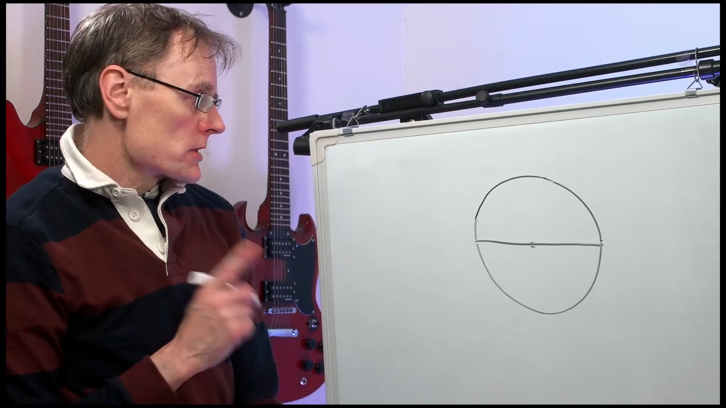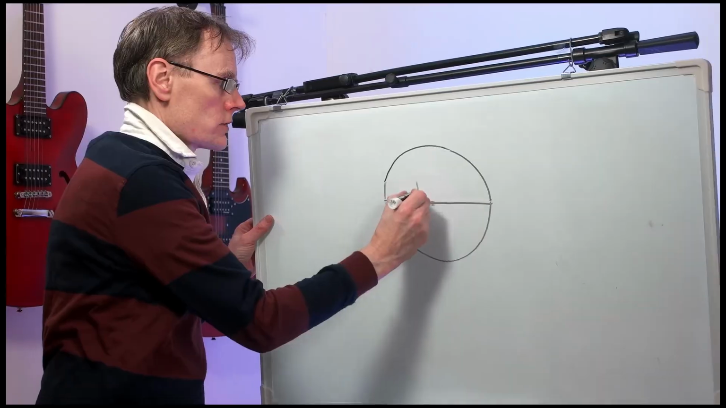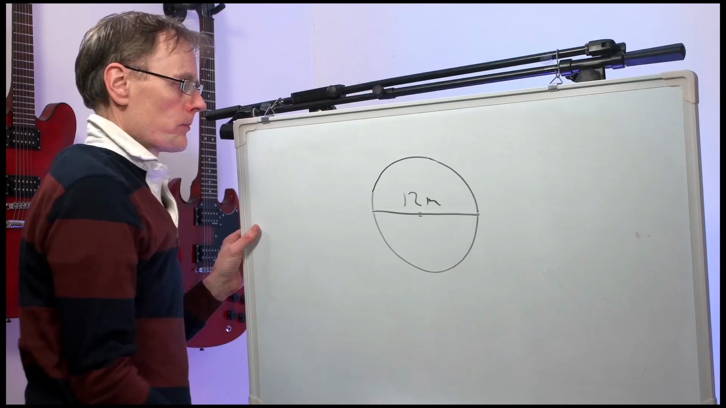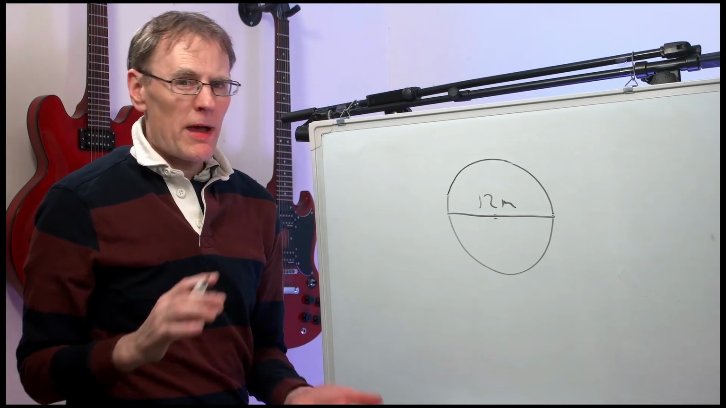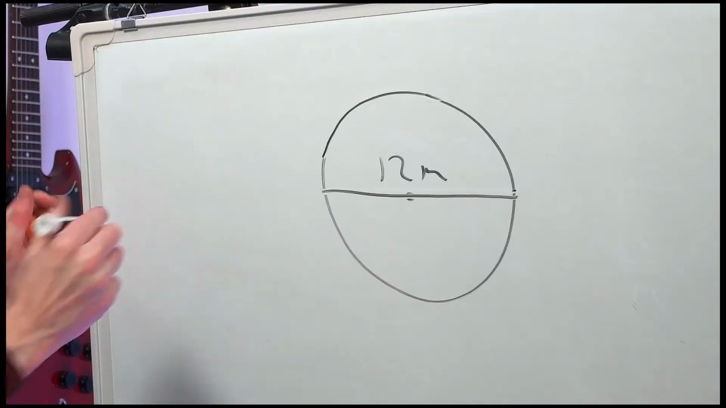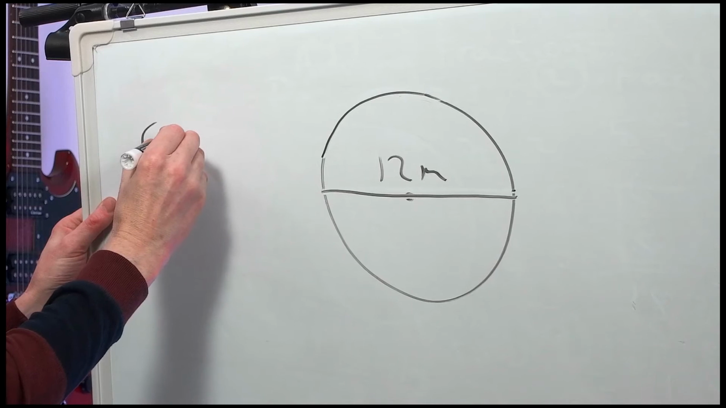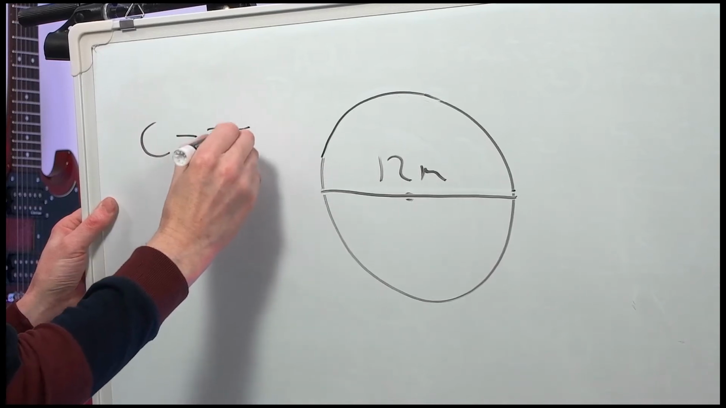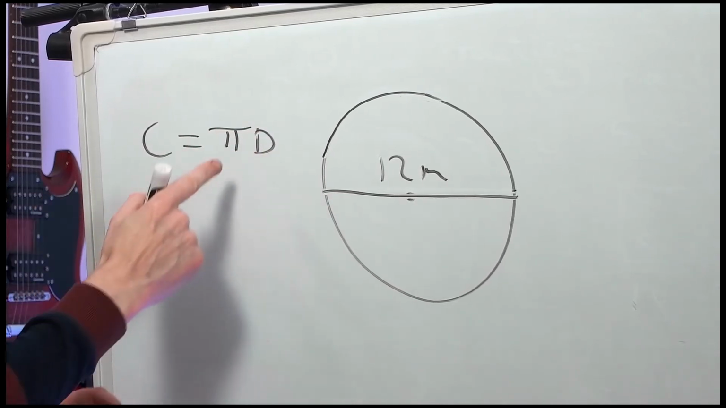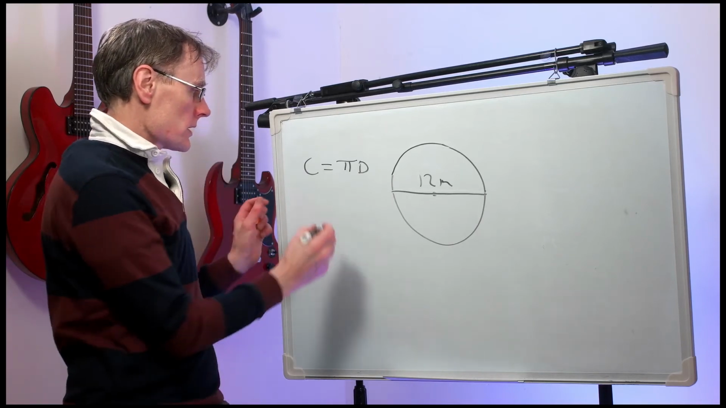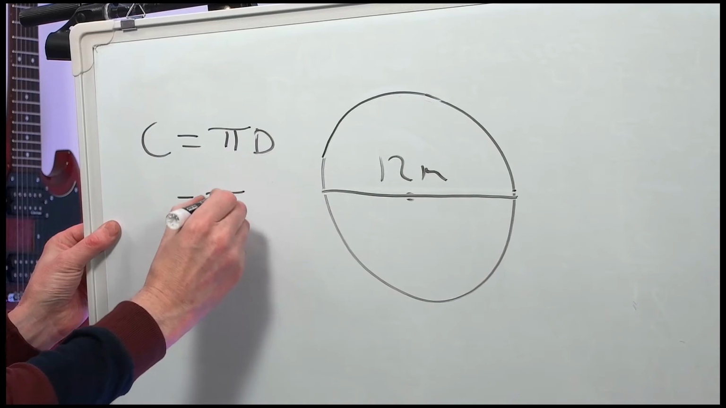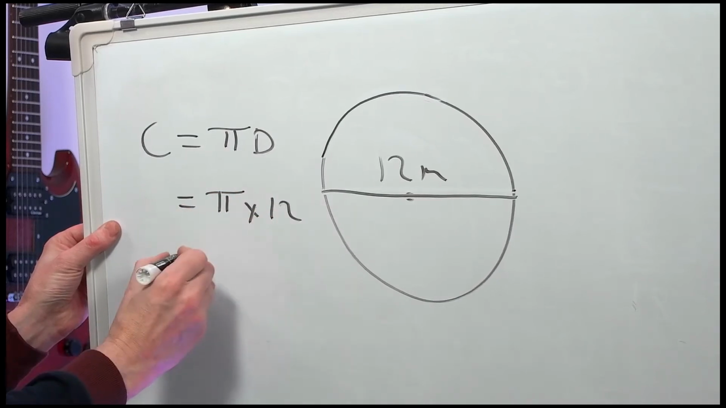So let's say the diameter of this circle is in fact 12 meters. The circumference is going to be about 12 times 3. It's going to be about 36 meters. But more exactly, the circumference is equal to pi times the diameter. Remember, pi is that funny number, 3 and a bit. So in this case, that's equal to pi times 12.